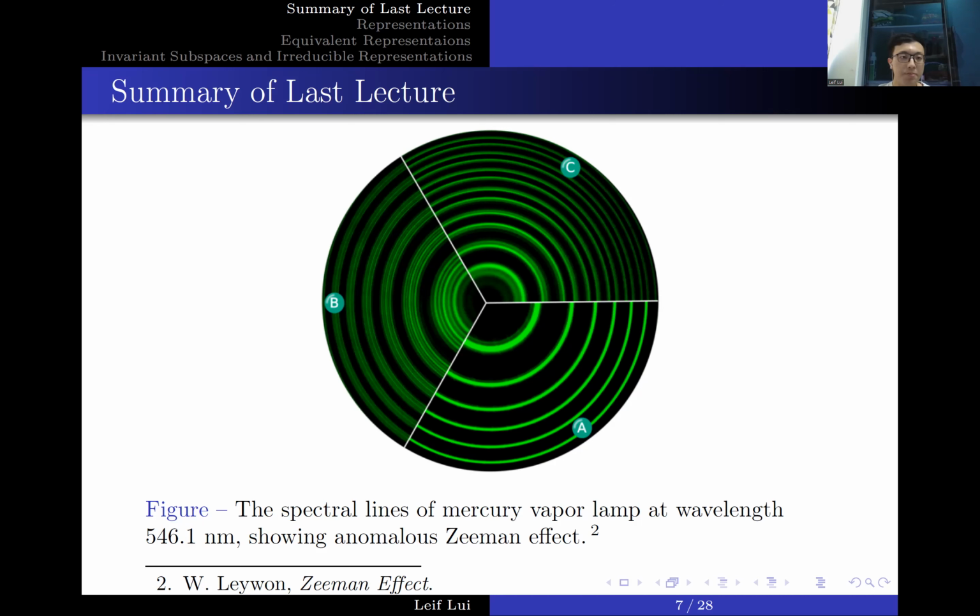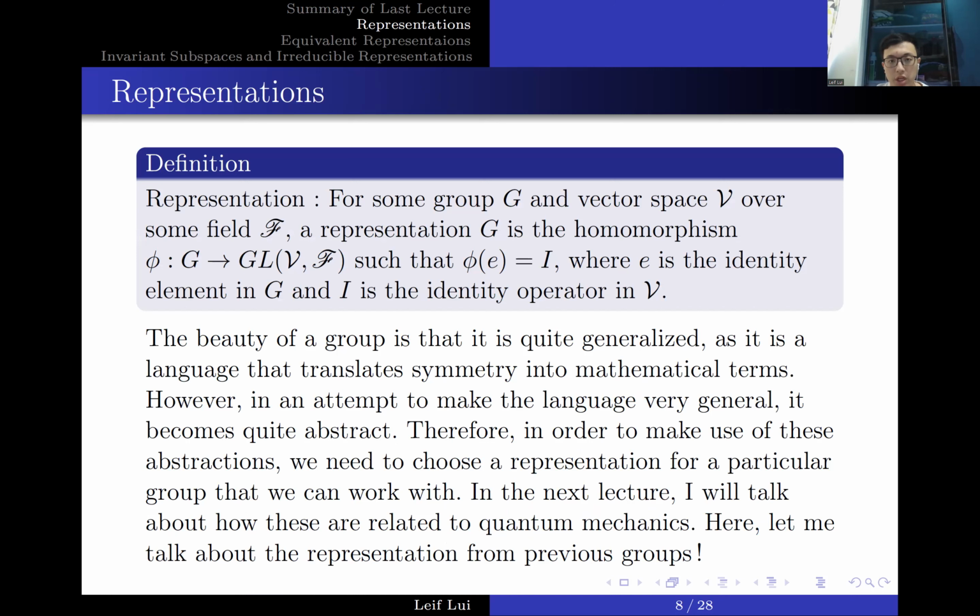In this lecture, we're going to talk about representations of a particular group. For some group G and a vector space V over some field F, a representation of a group G is a homomorphism from the group to the general linear group of the vector space, such that the element that is the identity in the group yields the identity matrix in the vector space.